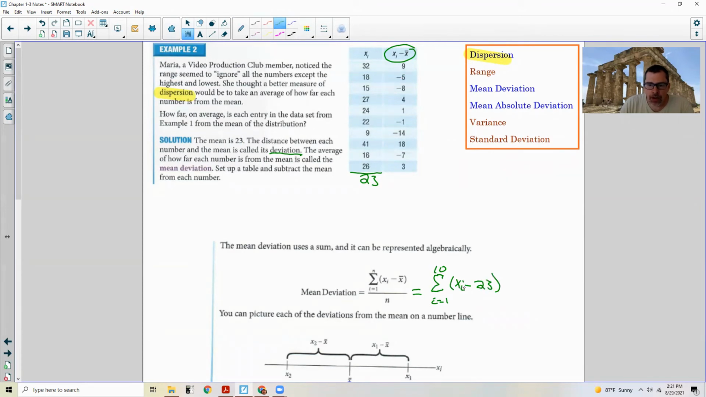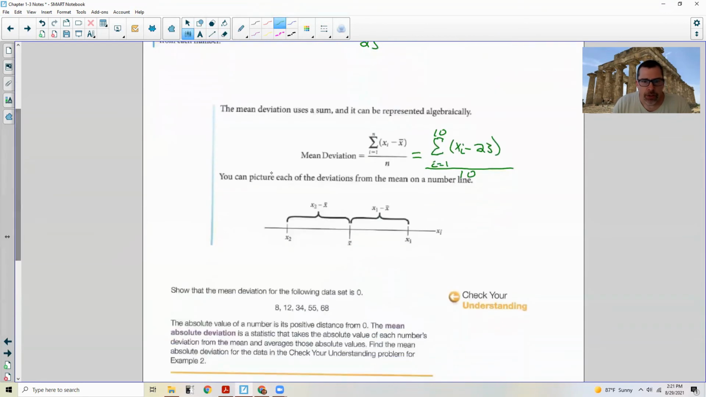So we're taking all x's sub I, where I is equal to 1 all the way up to 10, and then taking that whole thing and dividing it by the number of terms, which is 10. Okay. So there's the formula for mean deviation.